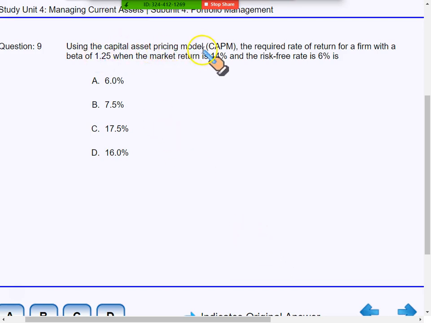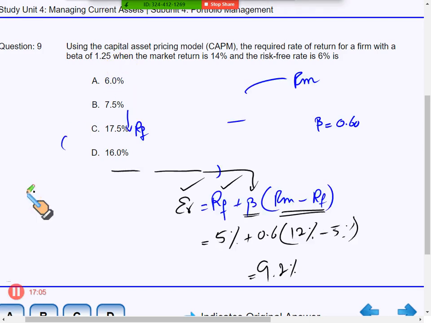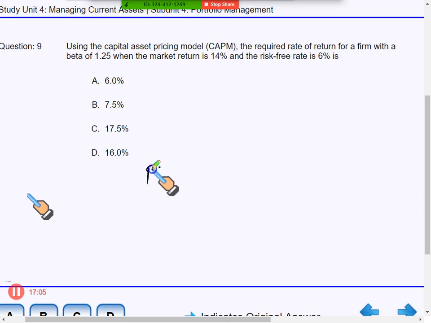Using the capital asset pricing model, find the required rate of return for a firm with a beta of 1.25. Let us just mark down what we have been given. We have been given beta, that is 1.25, comparatively riskier than the market. So beta is 1.25 and the market return is 14%, RM.